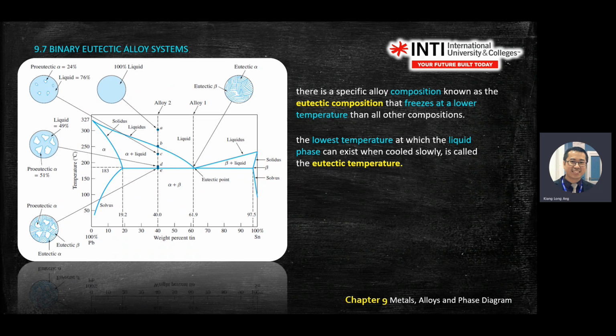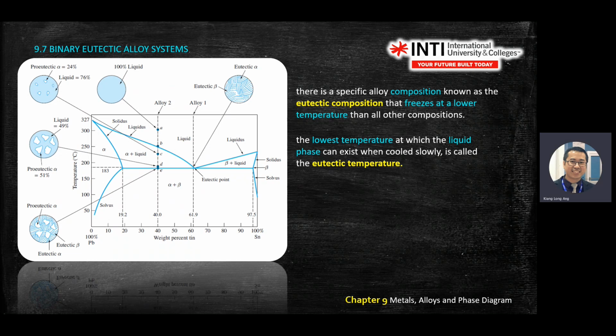Same here. If you drop, here you start to see alpha already. And then here also, technically you can say this one is also a eutectic point. And then you start to cool down and so on. Okay, so you have to be specific on the temperature that you're entering.